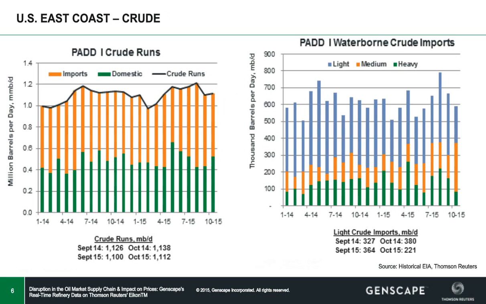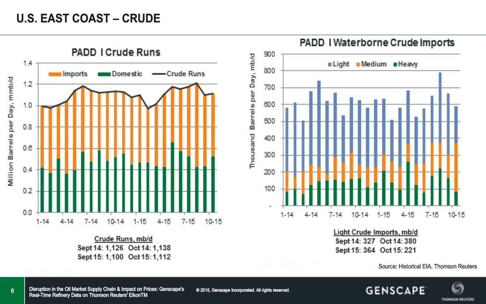For the East Coast, PADD 1, according to the Energy Information Administration's weekly data, crude runs on the East Coast remained flat in October. September crude runs and October crude runs were about 1.1 million barrels per day. The drop in runs in September was primarily due to refinery maintenance that we saw at PBF Energy's Delaware City refinery, and as the units have come back online in early October, runs are expected to increase going forward.